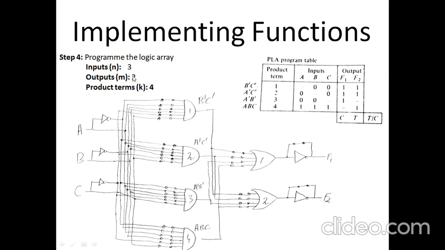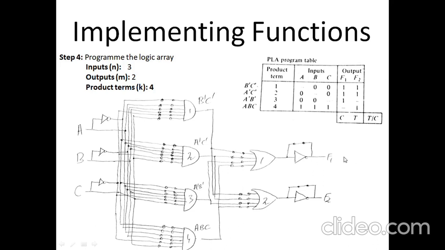Similarly, we have 2 outputs or number of outputs as m. So we have 2 outputs and 2 sum terms. So this is the value of m, which is 2, and this is the value of k, which is 4. And the total complemented links are n cross k. So n is 3 and k is 4. So 3 into 4 is 12. So 12 are normal links and 12 are complement links. Similarly, we have the value of k is 4. So 4 cross 2, which is 8. So we have total 8 links here, which you can see here.